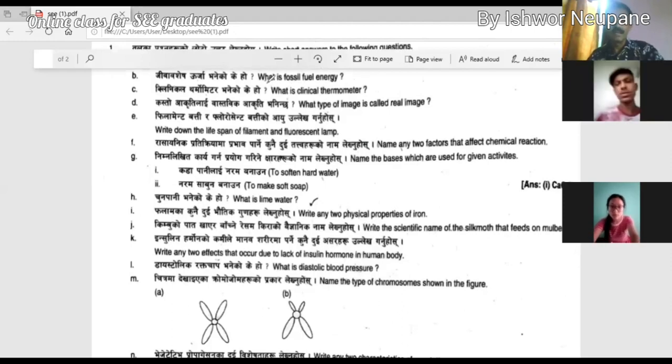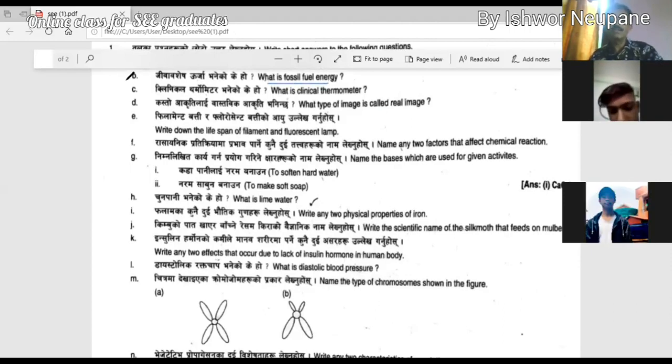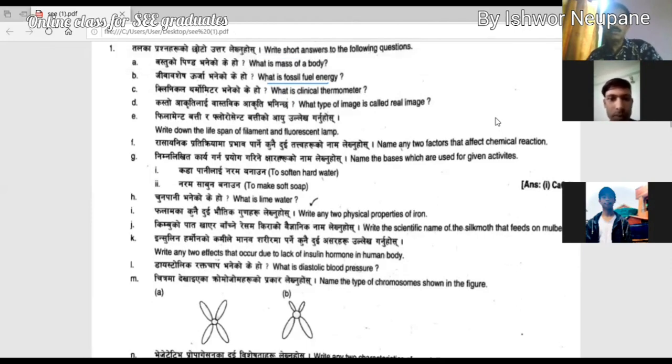Okay. Now question number 1B. What is fossil fuel energy? Fossil fuel energy is the energy obtained from fossils. 1C. What is a clinical thermometer? Clinical thermometer is the thermometer which is used to measure temperature of the human body.